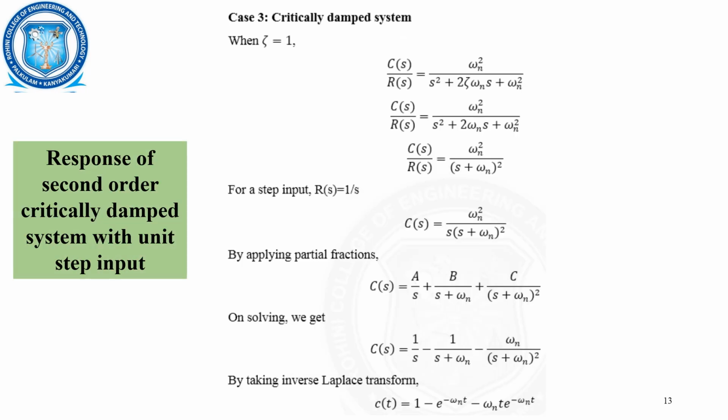While considering the critically damped system, zeta is equal to 1. At that time, we can see two roots are there. Both the roots are the same. S plus omega n is the term. Apply the partial fraction and we'll get this equation.